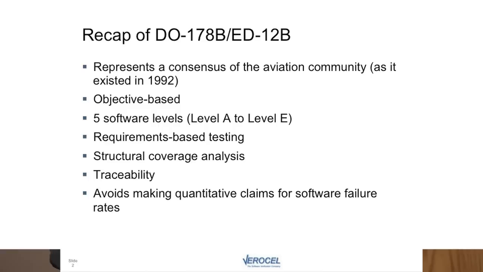And finally, DO-178B avoids making any quantitative claims for software failure rates. It simply says that it was the opinion of the people who wrote the standard that if you've got software that can contribute to a catastrophic aircraft level failure condition, then you'd better meet the objectives that were set for level A.